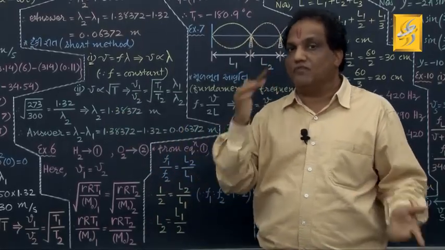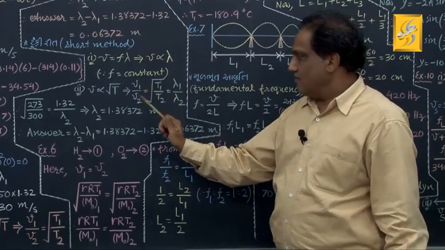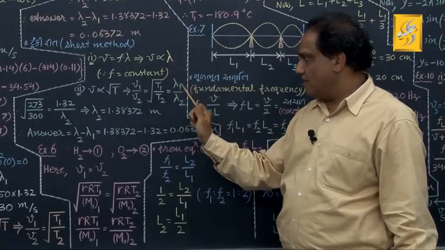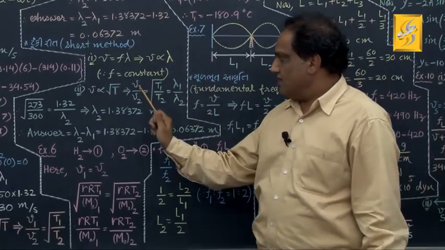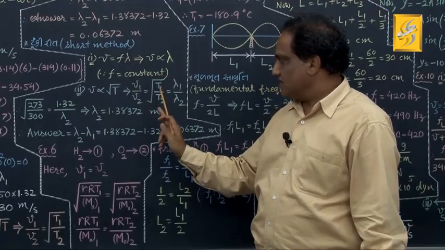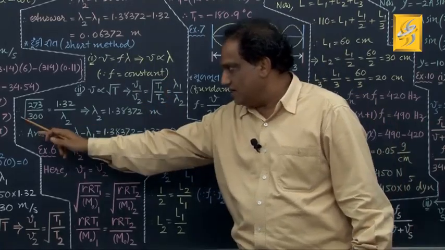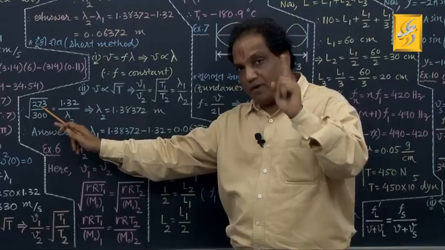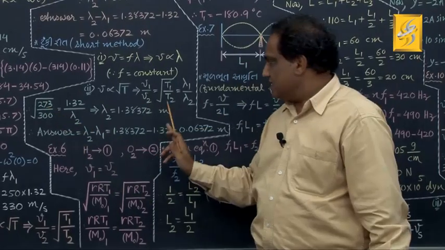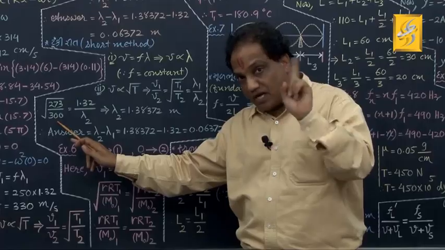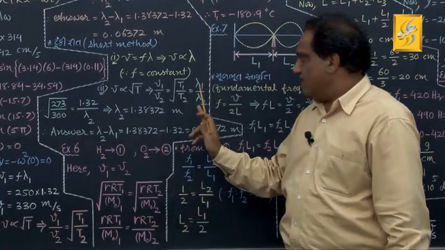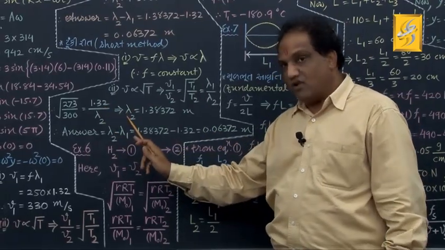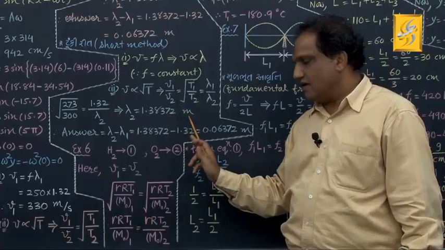v1 upon v2 equals under root of T1 upon T2. But what is v1 upon v2 from here? It is lambda 1 upon lambda 2. Correct? Fine. Now under root of T1 upon T2, I have written here. First temperature they have given 0 degree centigrade plus 273, that many Kelvin. Second temperature they have given 27 degree centigrade plus 273, so it is 300 Kelvin. First wavelength they have given 1.32 meter. Second wavelength I want. You will get the value of lambda 2 as 1.38372 meter.